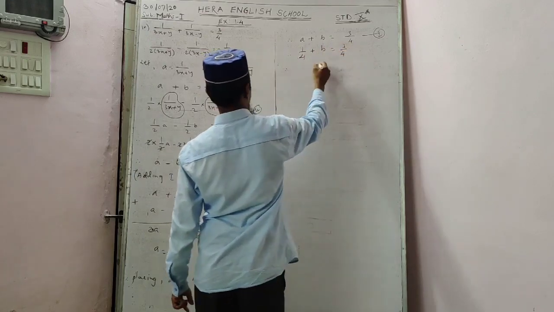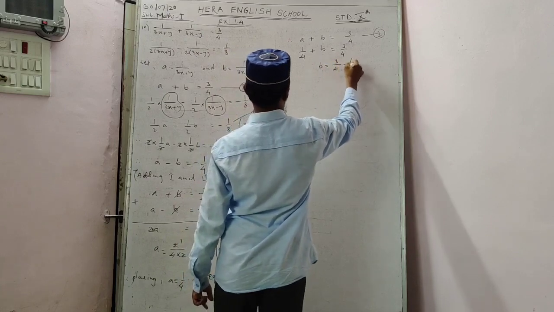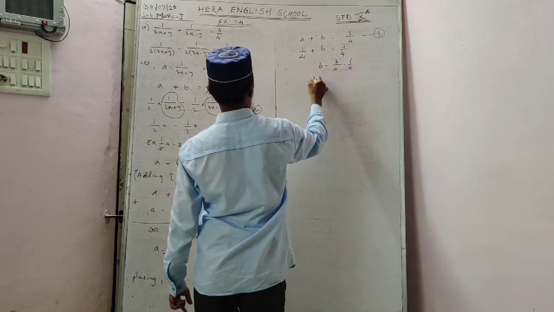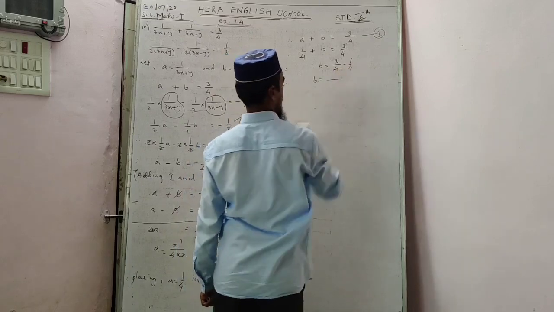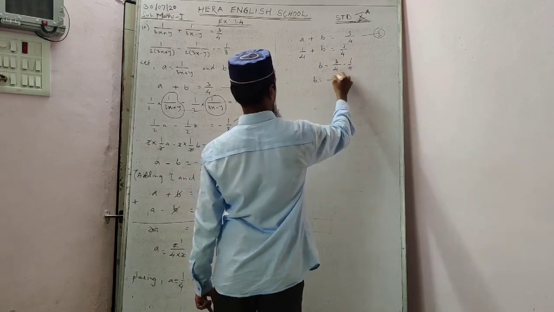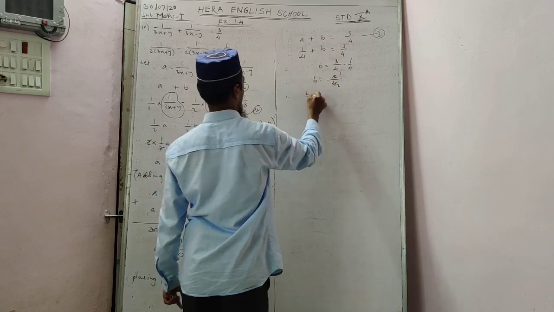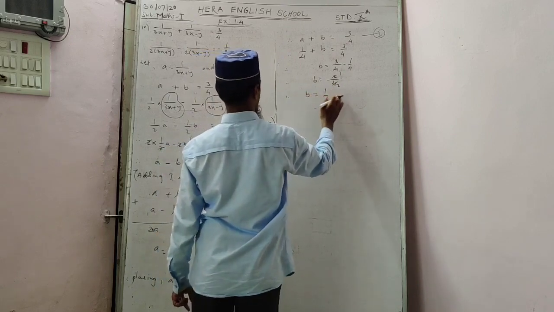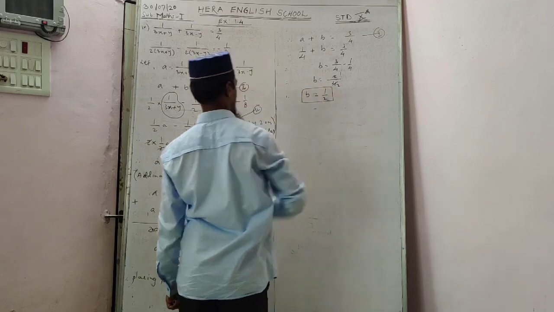Now we will bring the 1 by 4 to the right side, and you will get 3 upon 4 minus 1 upon 4. Therefore, the value of b is equal to, the denominator is the same, we will take it once, 3 minus 1 you will get 2, 2 upon 4. Therefore, the value of b we got here is 1 by 2. This is the value of b.